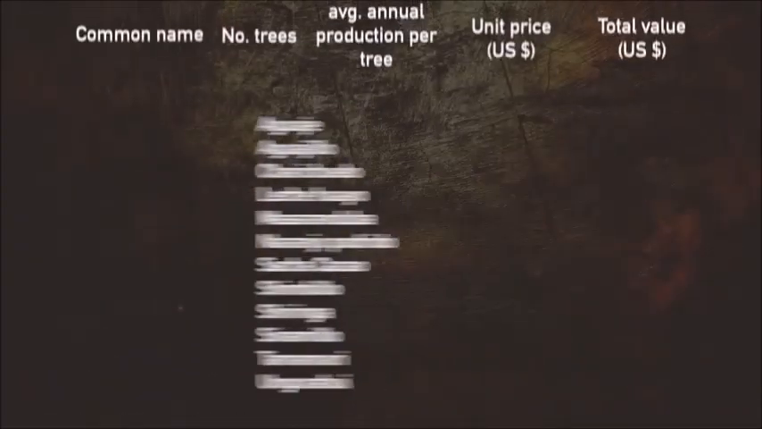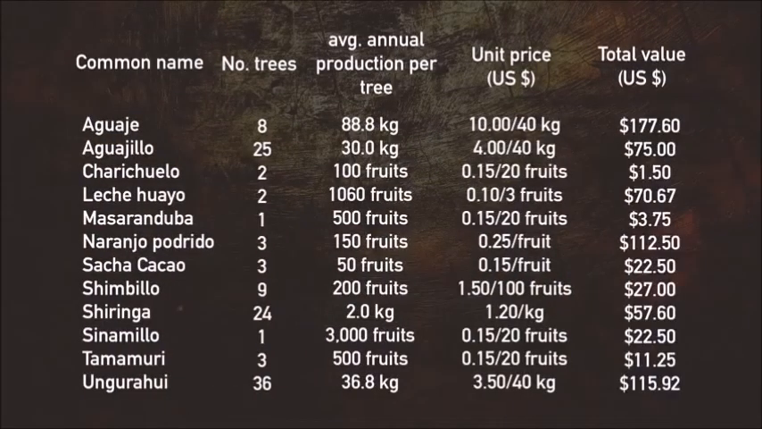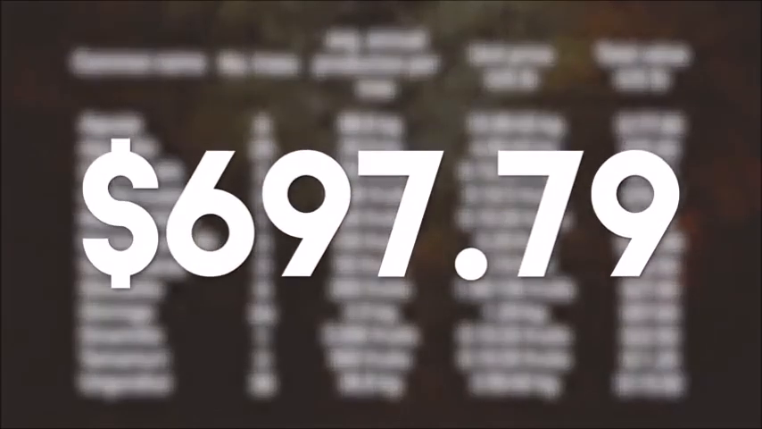In total, all the fruits and latex from just a single hectare of Amazonian rainforest can provide a value of $698 US. Not too bad. Now let's take a look at timber.